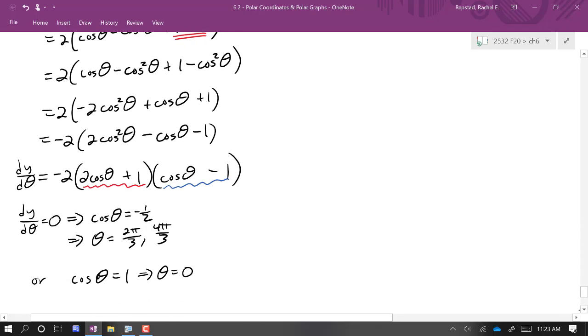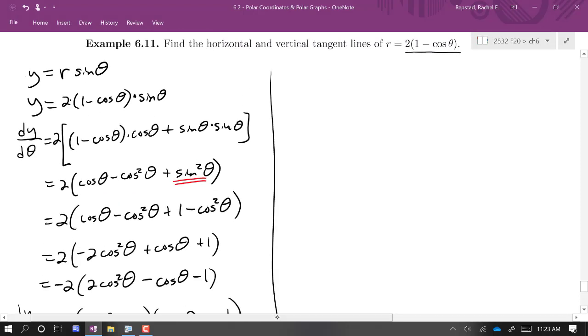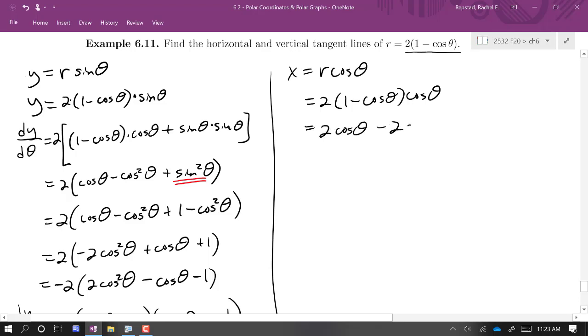So these are my candidates for horizontal tangents. Now let's work with the x equation. x is r cosine theta, so that will be 2 times 1 minus cosine theta times cosine theta. And I think this time I will distribute that cosine and the 2, so we get 2 cosine theta minus 2 cosine squared theta. That's x, right? We haven't done any calculus yet. Now let's go ahead and find dx d theta.